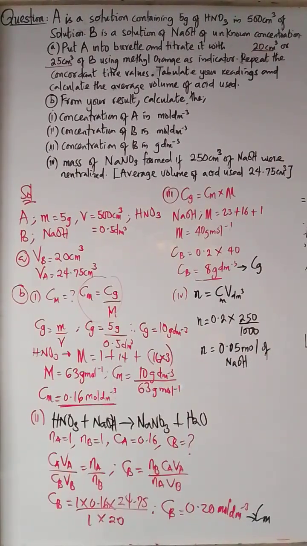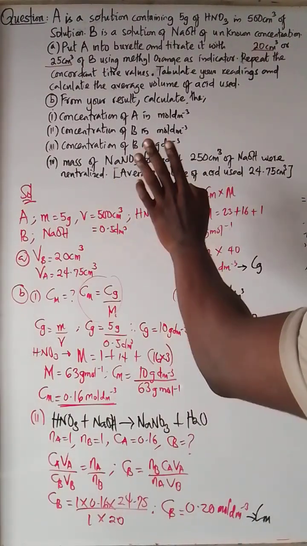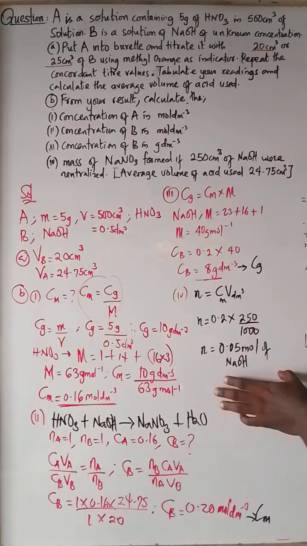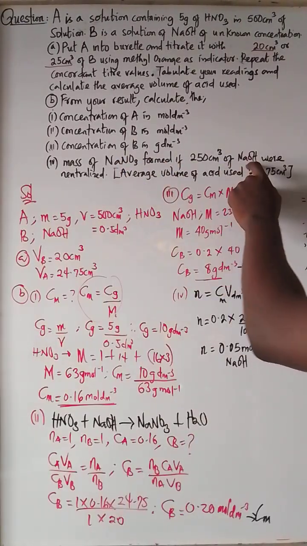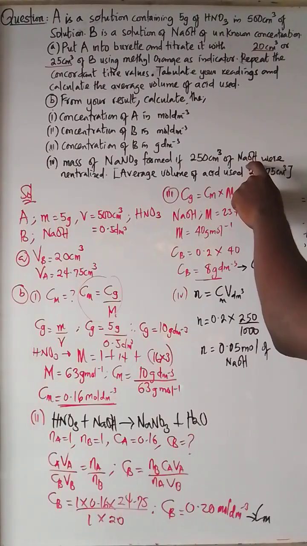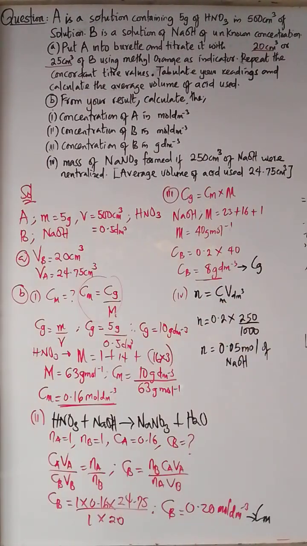sodium hydroxide. What was the question? We want to look for the mass of what? Sodium nitrate formed. But why do you need to get the mole of what? Sodium hydroxide? Because in the question, you are comparing this salt with this base, or with this alkaline. So that is why we need to use this information to get the amount of mole.